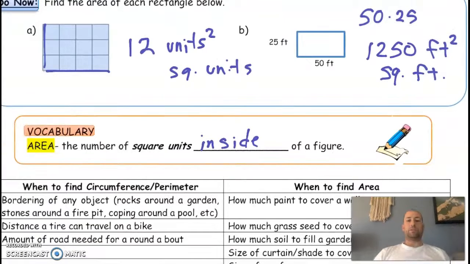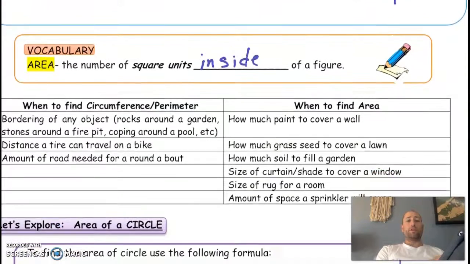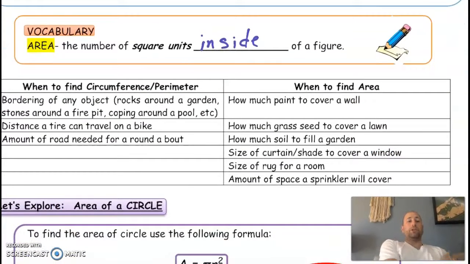That's area. So when do we find circumference? If we're looking at the border, or the distance a bike can travel, or the amount of road for a roundabout. How much paint will cover a wall, the grass seed for a lawn, how much soil to fill a garden, to cover shade, all that stuff is going to be area. Area is covering the inside; circumference and perimeter is going around the outside.